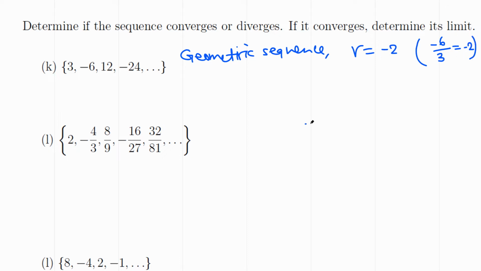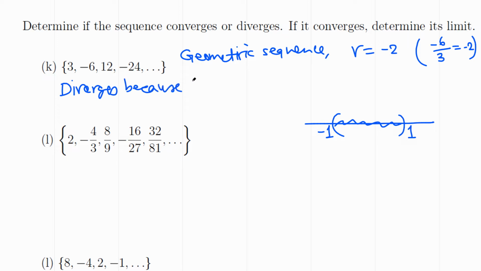And we know that in a geometric sequence, if the common ratio is in between negative 1 and 1, then the sequence converges. Otherwise, the sequence diverges. In this case, negative 2 is way outside. So it diverges.